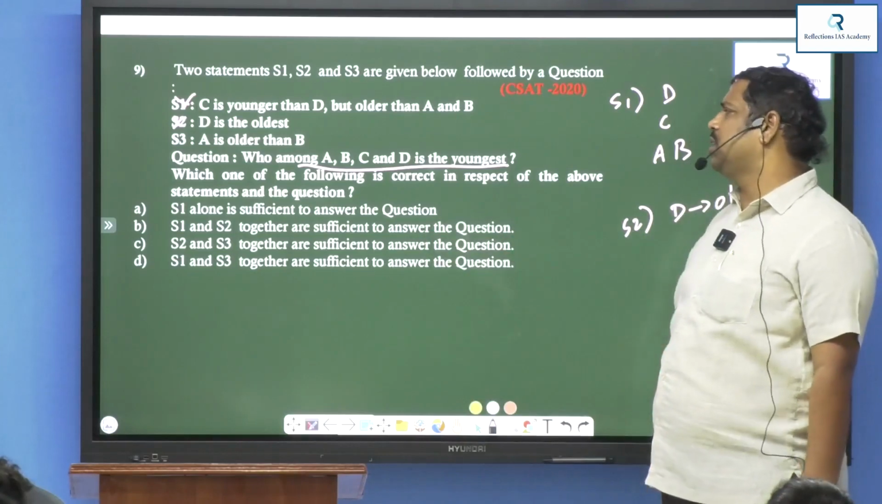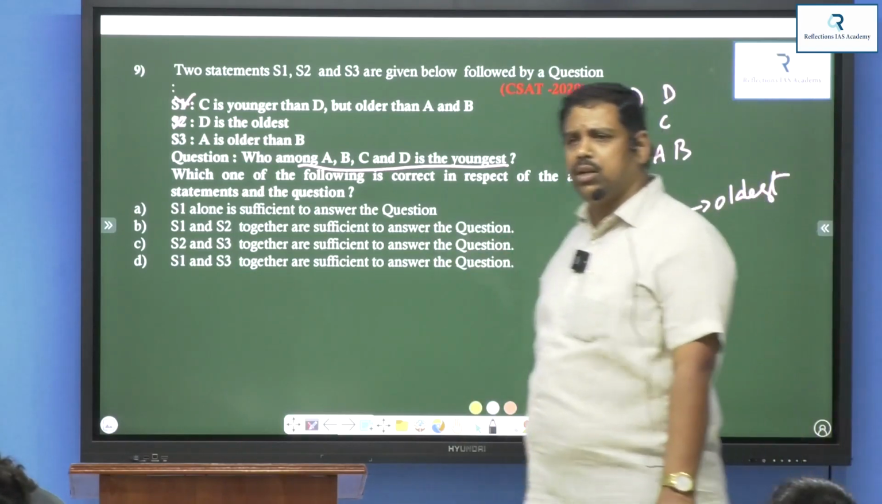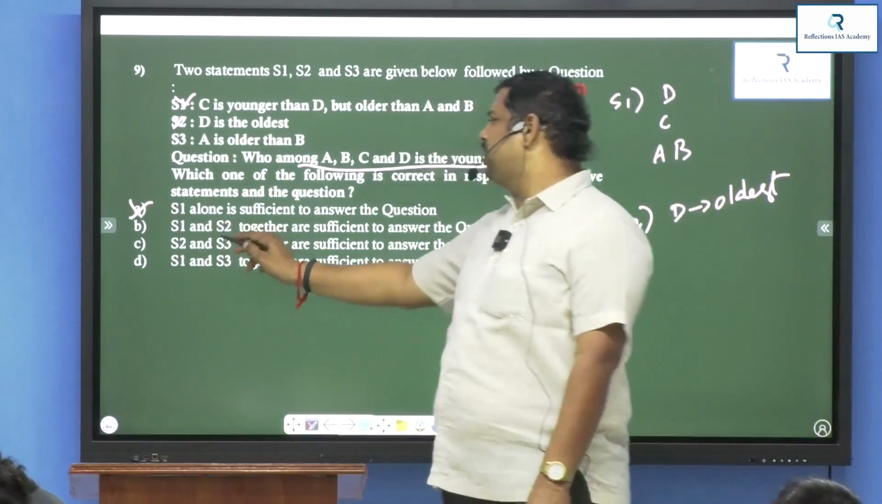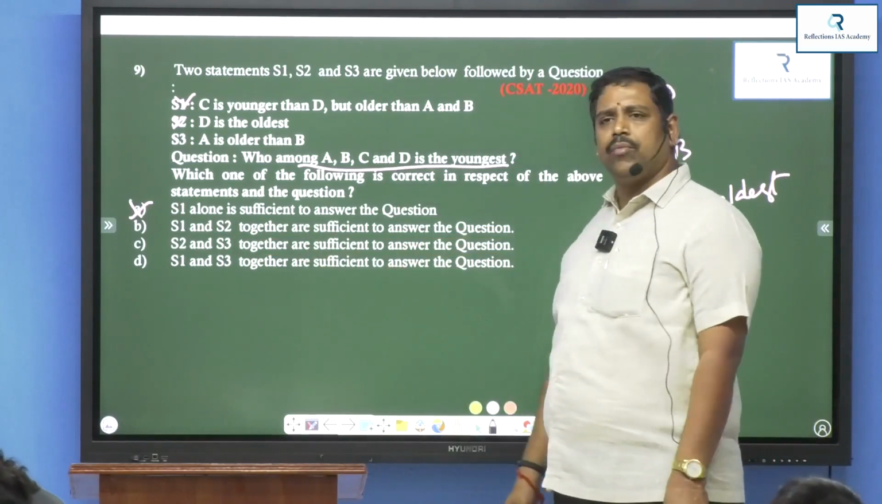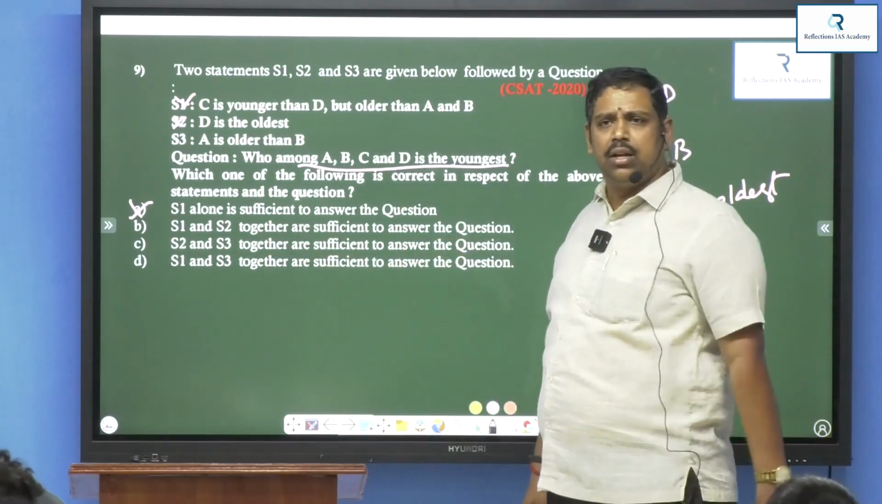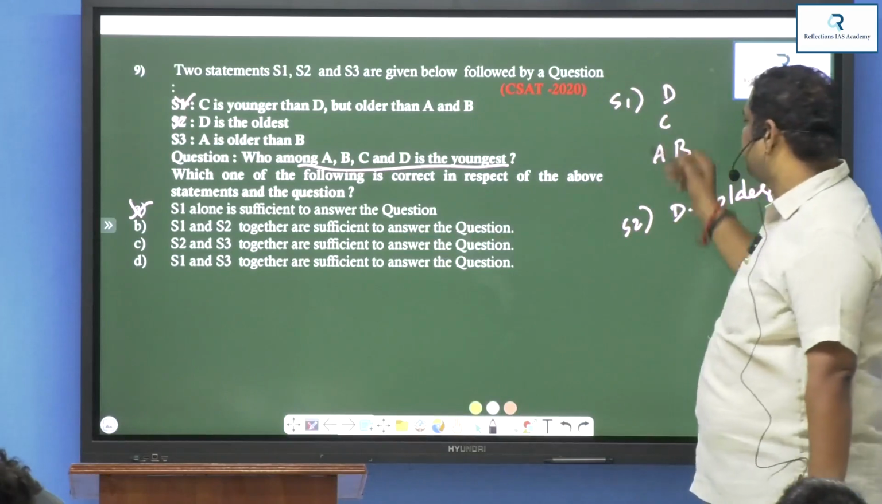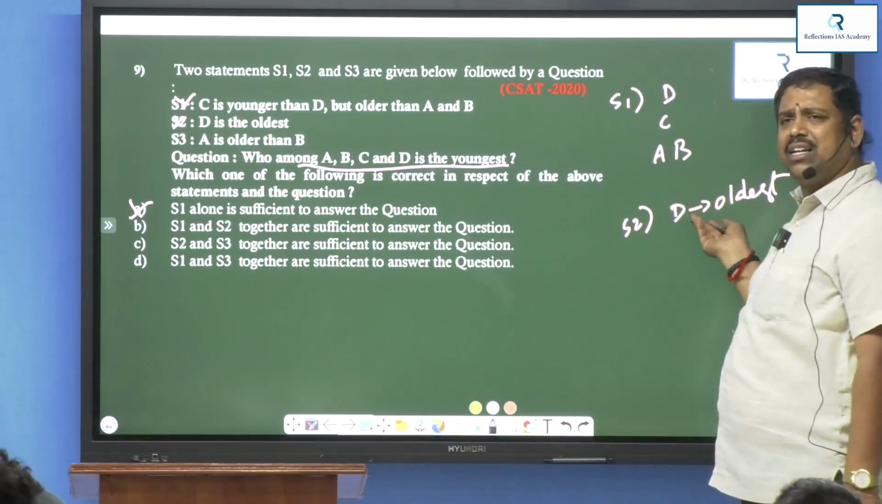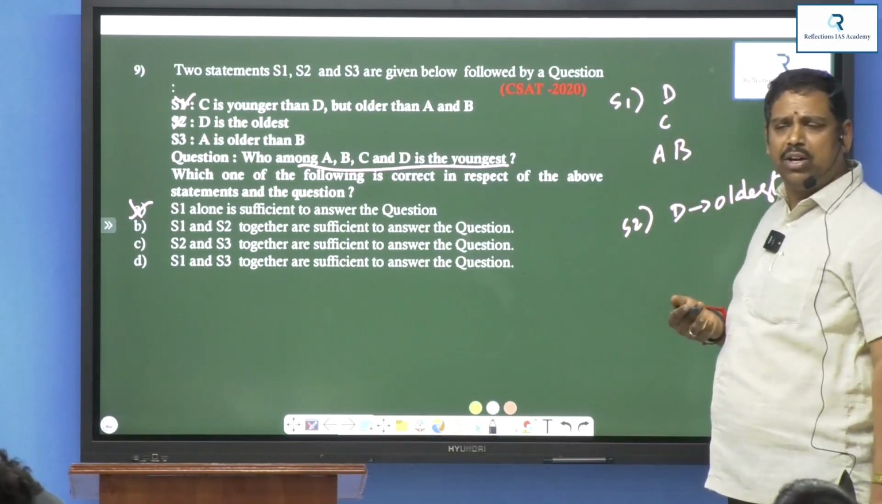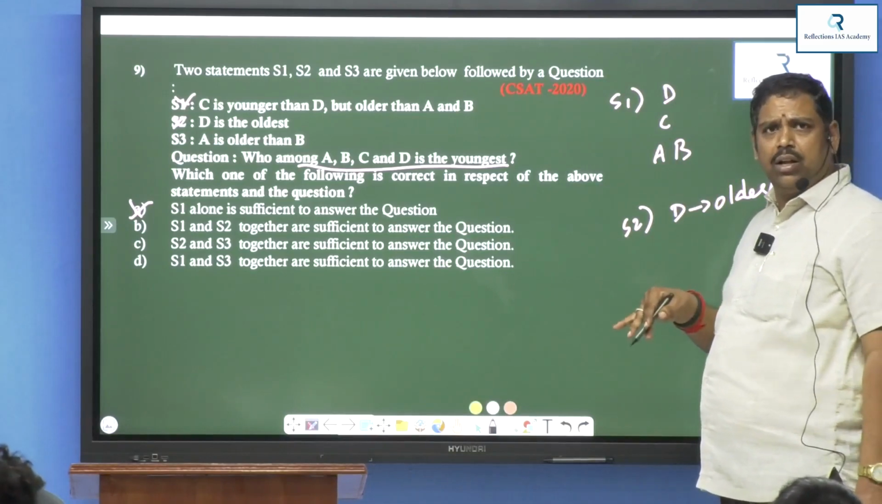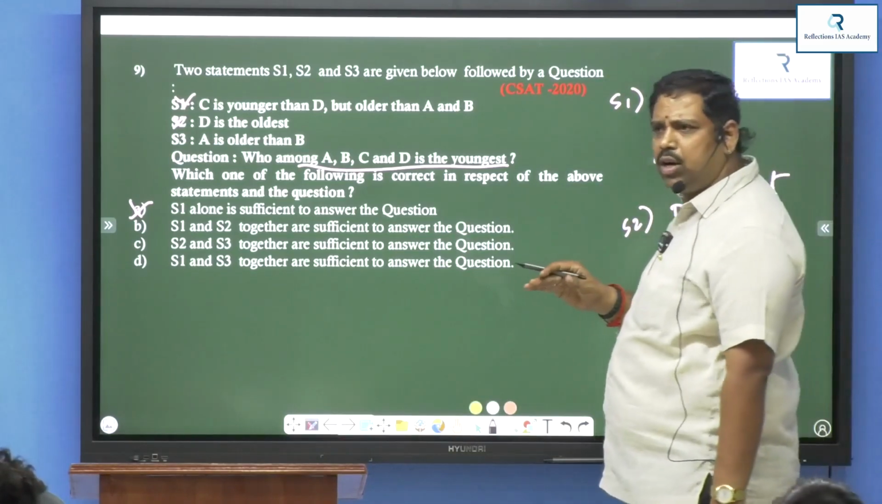S1 alone is sufficient to answer the question. Right or wrong? First option? No. Remaining has S1, S2, S2, S3, S1, S3, right? Shall we go for combinations? Okay, first S1, S2 I am going. Okay, already D is eldest. From both you are getting the same, but you want the eldest one or youngest one? So S1, S2 is the right answer or wrong answer?